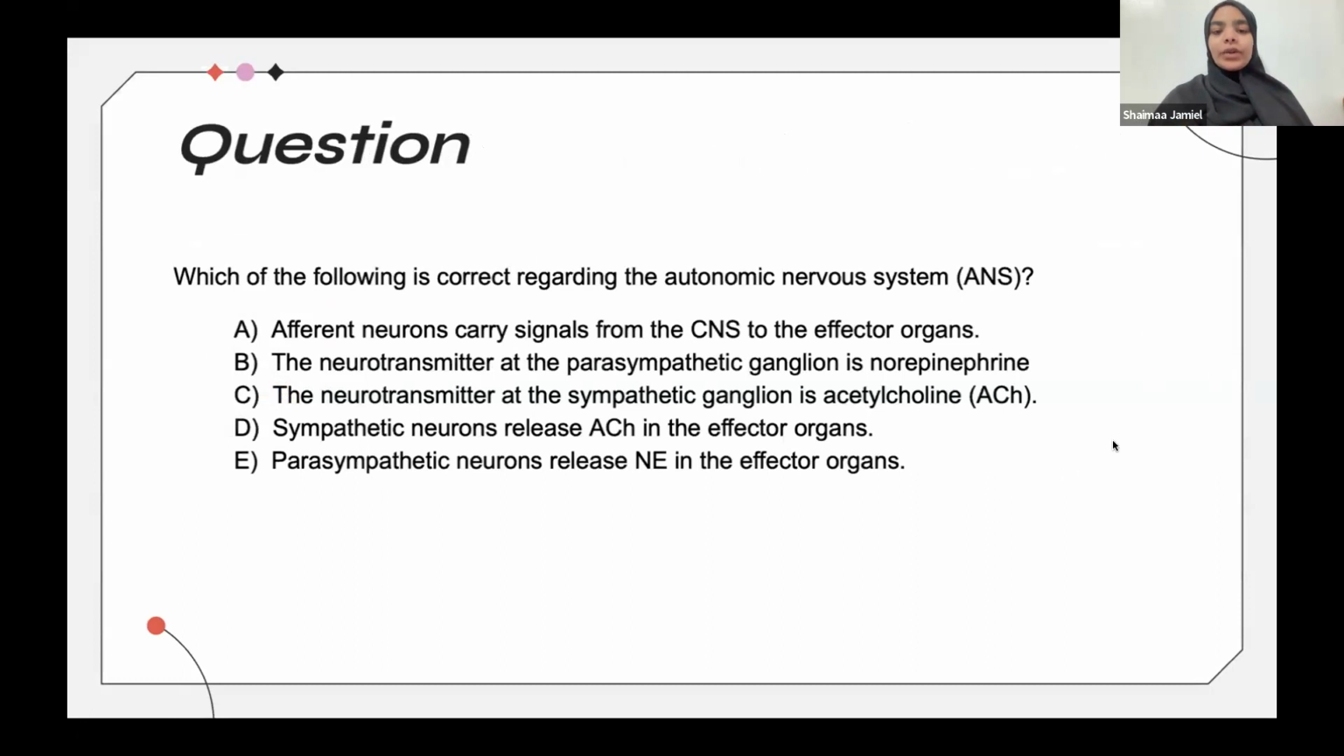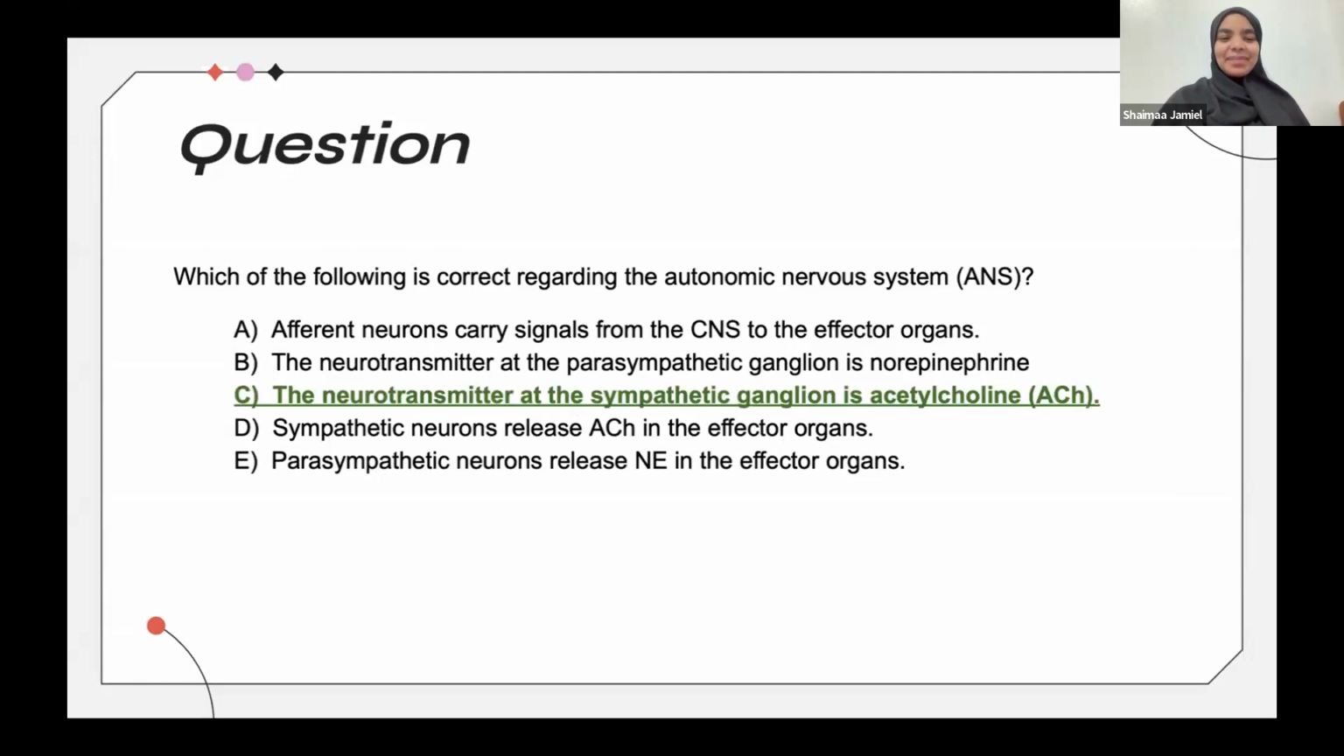So which of the following is correct regarding the autonomic nervous system? D. Okay, yes, correct. Okay. Wait. That was not correct.